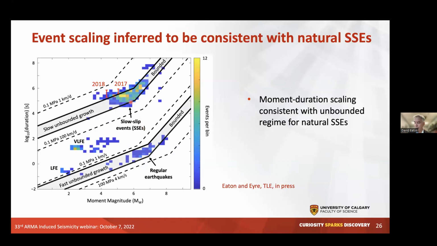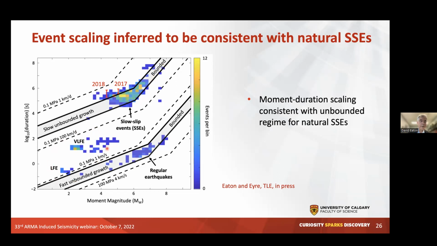It's also interesting to see that if we look at the scaling, based on time and magnitude of these events, they plot within the region which is defined by slow slip events for natural earthquake fault systems. So here's the 2017 event with the known timing constraints, and here's 2018 as well. I'll just briefly mention that there's a change in scaling, which reflects the geometry of the fault. Once the rupture zone has expanded to the point where it's constrained by the surface or the brittle ductile transition, then the scaling behavior changes. But we're plotting in this unbounded growth area.